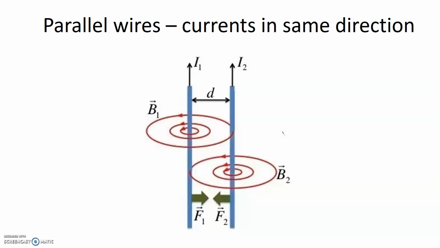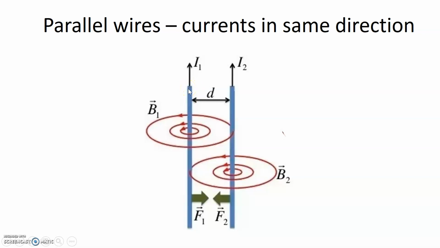So the magnetic field from wire 1, we'll call it B1, causes a force on wire 2, and the magnetic field of wire 2, B2, causes a force on wire 1. So we're going to figure out the direction of these forces using our right-hand rules. First thing we need to do is, for wire 1, figure out the direction of the magnetic field around it. So we use our right-hand grip rule.